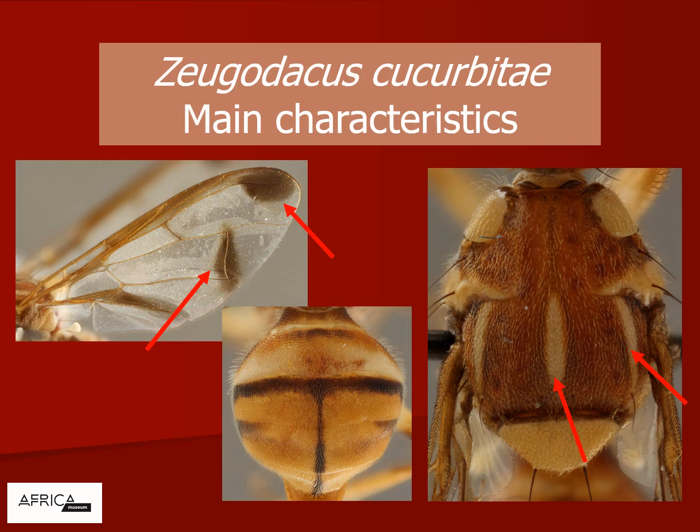Zeugodacus cucurbitae can be easily recognized by the enlarged apical spot at the end of the costal band in the wing, but also by the presence of an additional marking along the crossvein DM-CU. Both of these characteristics are pointed out by the red arrows on the top left image. The scutum is mainly brownish colored and characterized by 3 longitudinal lines in the posterior part, 1 median and a pair of lateral ones. The abdomen shows a T-shaped marking, which is usually less pronounced than what we observed in the oriental fruit fly.